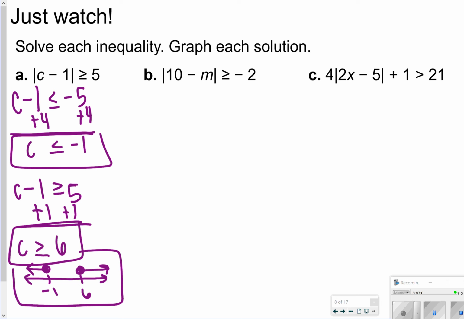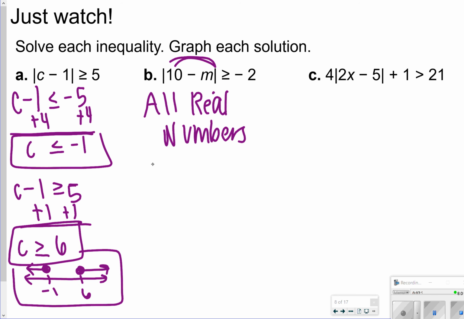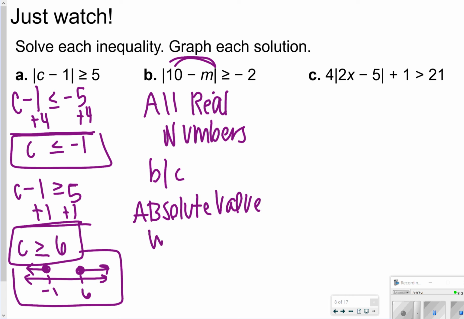For letter B, this one actually can be written as a little bit different. Notice how whatever we get in here can be greater than or equal to negative. Okay? Everything in here is going to be bigger than or equal to negative 2. So this would actually be called all real numbers, because absolute value will always be positive.